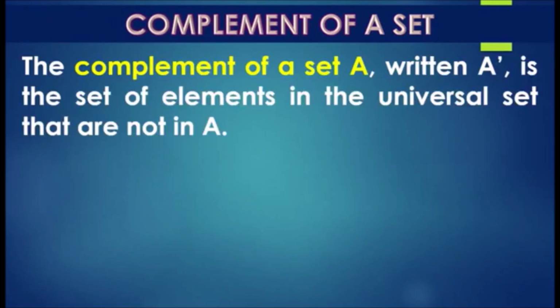Okay, next operation is the complement of a set. The complement of a set A, written A with an apostrophe, as you can notice, is the set of elements in the universal set that are not in A. So take note of the words not in A. That is the complement of set A.